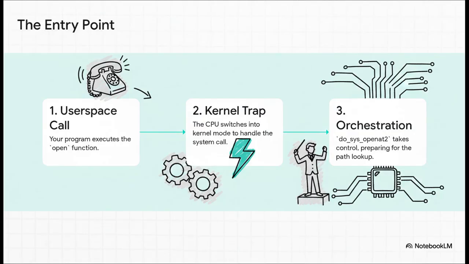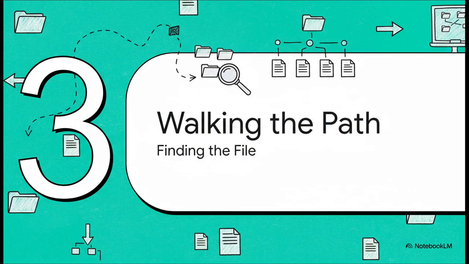The second our code hits that open function, the CPU performs what's called a kernel trap. It's basically a special instruction that flips a switch, moving us from user mode into the super-powered kernel mode. From there, control gets handed off to a function called do_sys_open. You can think of it as the kernel's front desk manager, taking our request and starting to organize everything that needs to happen next.